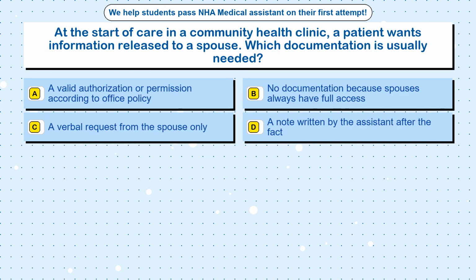Question 17. At the start of care in a community health clinic, a patient wants information released to a spouse.